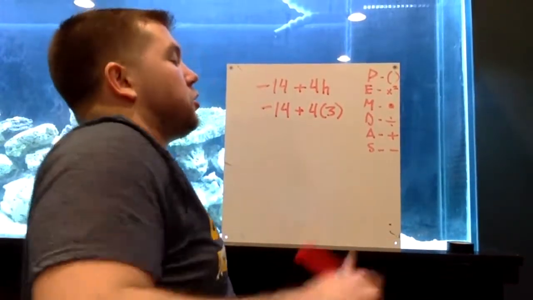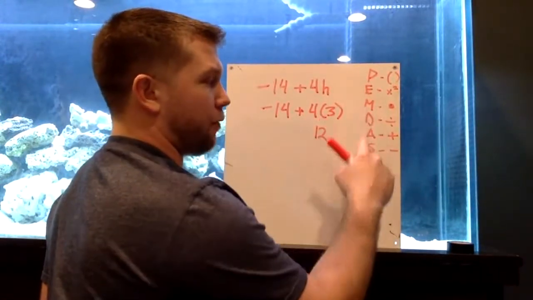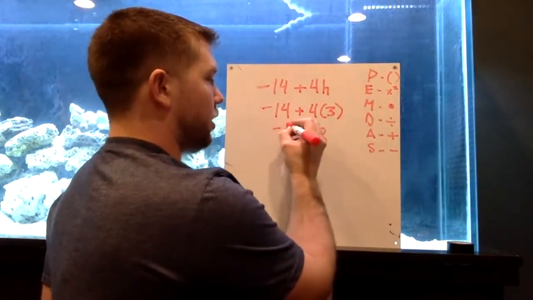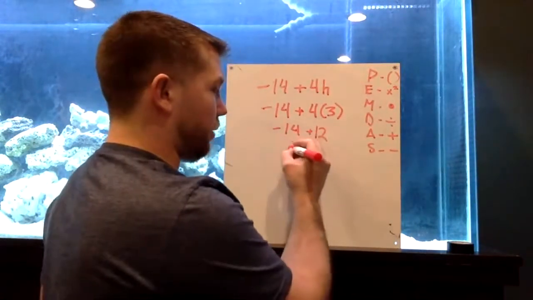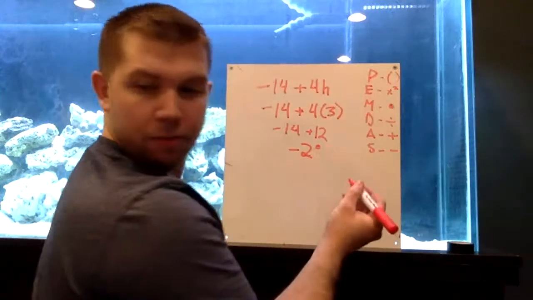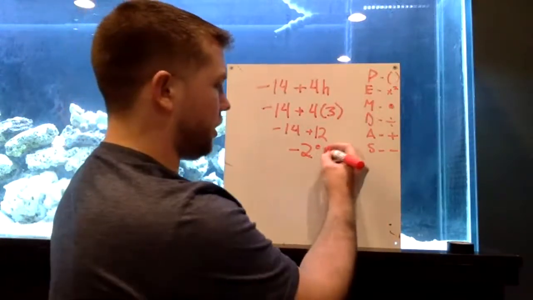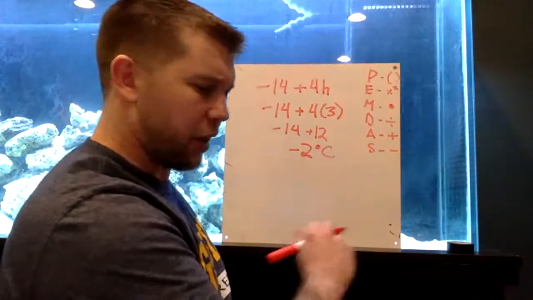So in this situation, all I'm going to do is 4 times 3, which is 12, because order of operations says I have to multiply before I can add. So I have negative 14 plus 12, and we know from our prior units that that would bring us to negative 2. And the problem asks for degrees, so degrees Celsius would be our label there. You should know that from science class.